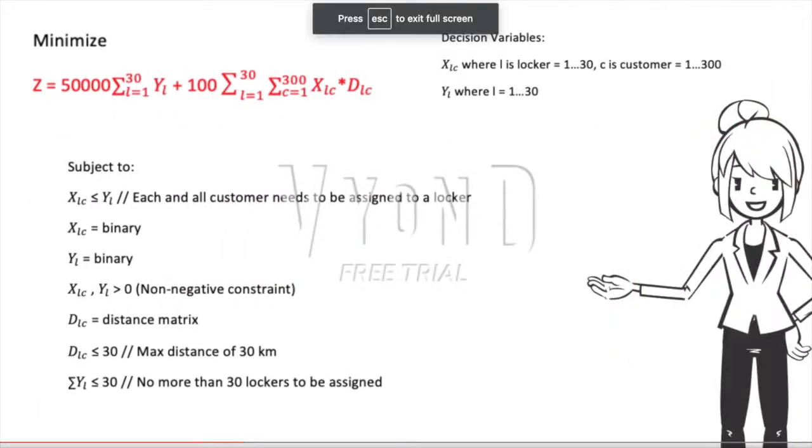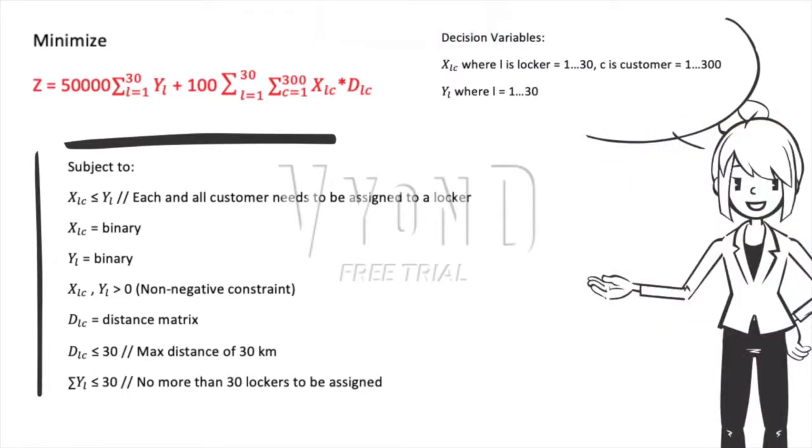Okay, so for our MIP formulation, we have three components: the decision variables, the objective function, and the constraints. Our decision variables are x of LC and y of L, where L is denoted for the lockers and C is the customers. Our objective function, we have to minimize the cost of locker installation as well as the cost of the traveling distance for each customer to that locker.